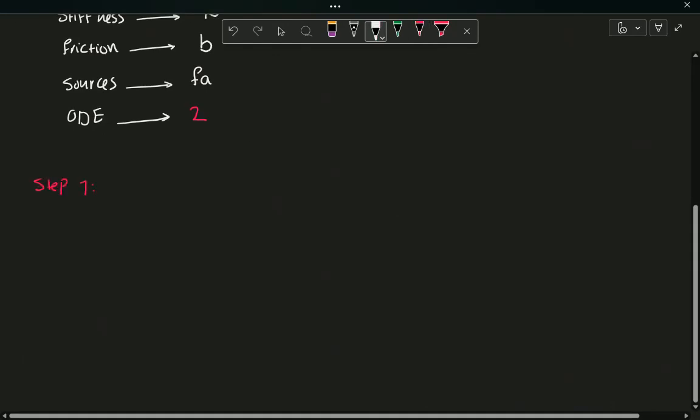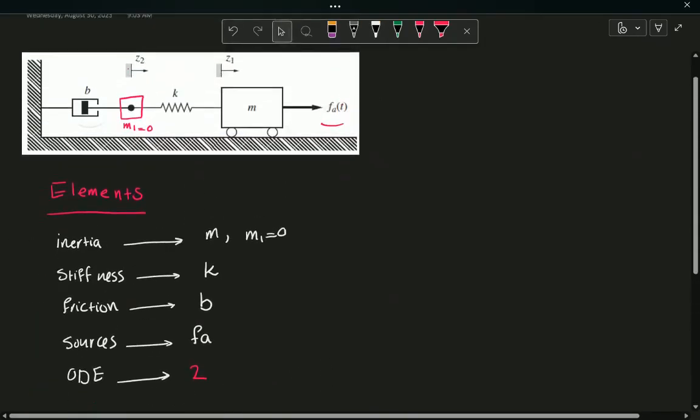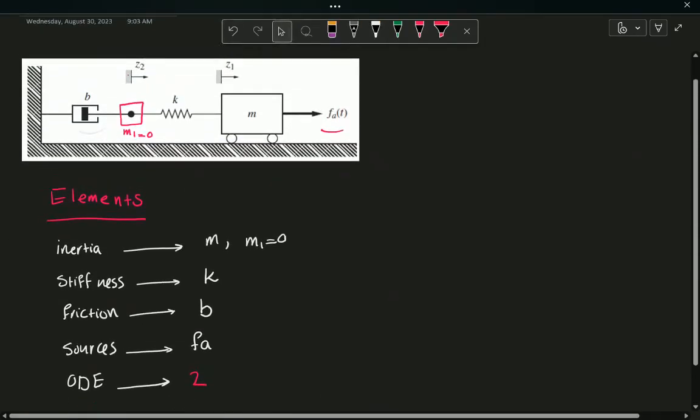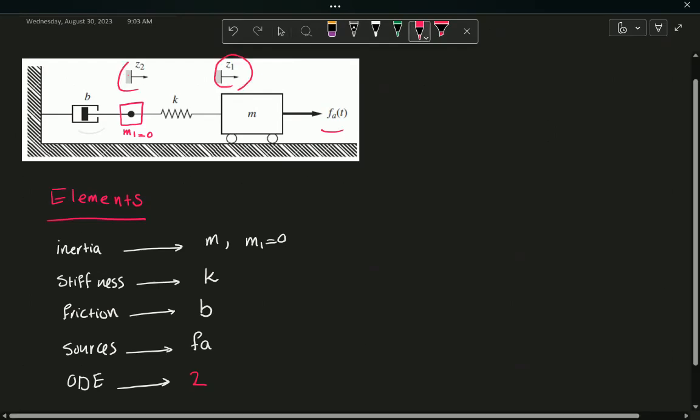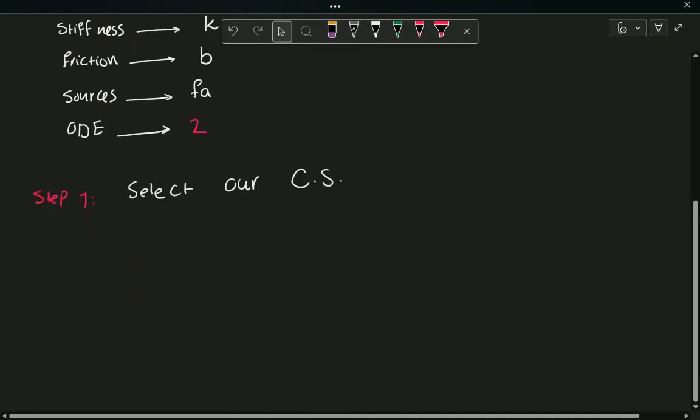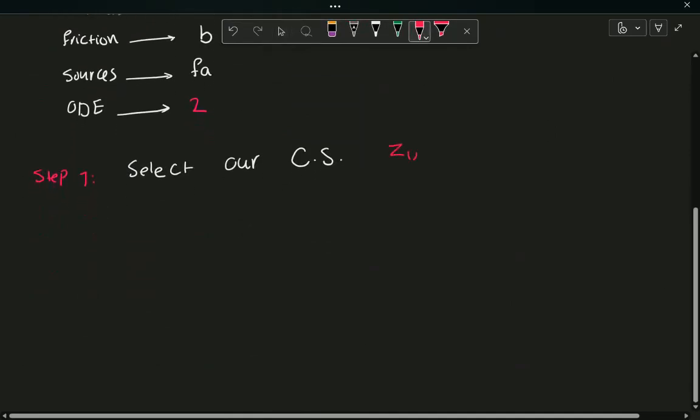Okay, so step one, let's select our coordinate system. For the coordinate system, I would need two independent coordinates, Z1 and Z2. I'm going to work with the coordinate systems that are already given to me as Z1 and Z2, both of them pointing to the right. So Z1 and Z2 are the ones that we are working with.